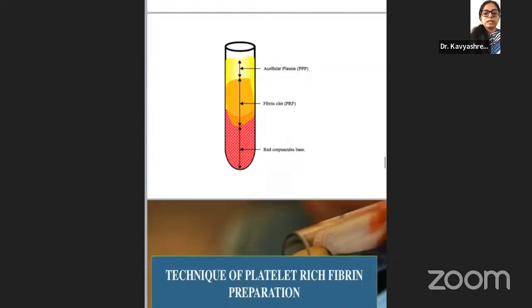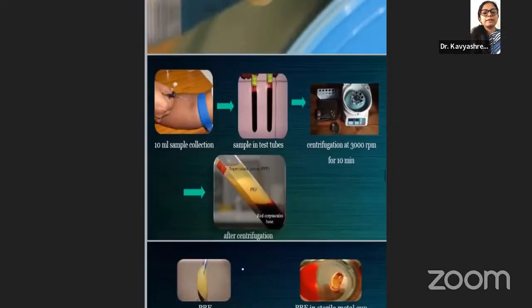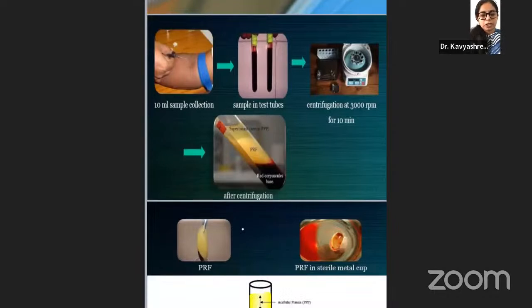So this is very easy. And how to prepare the PRF? Once we collect the blood from the patient, it is a chairside treatment. For example, 10 ml of sample will be collected from the patient and transferred to the test tube, and on centrifugation at 3000 rotations per minute for 10 minutes we will obtain the PRF.